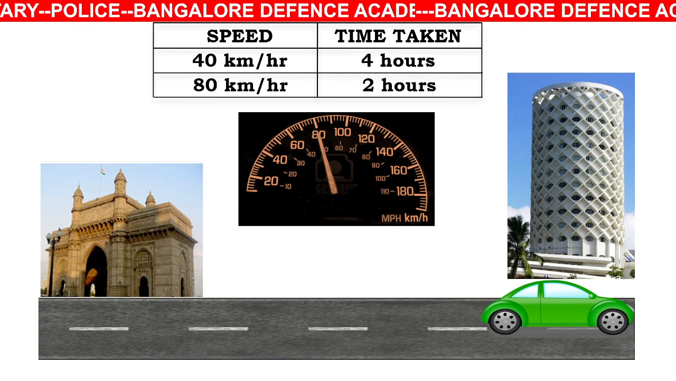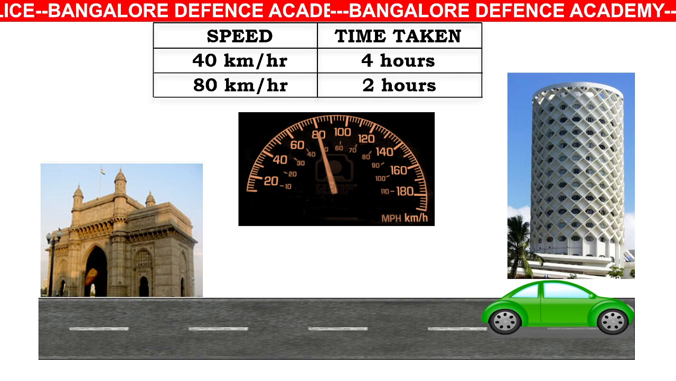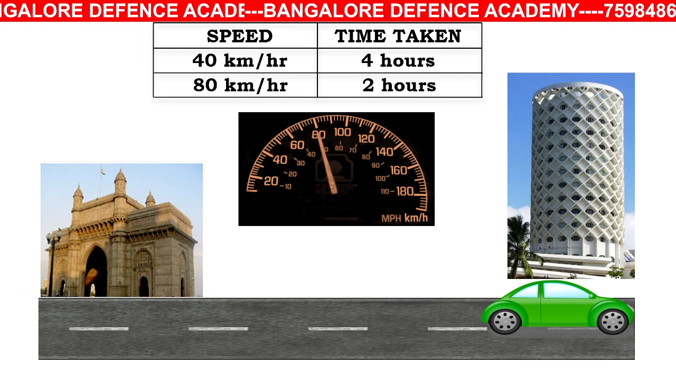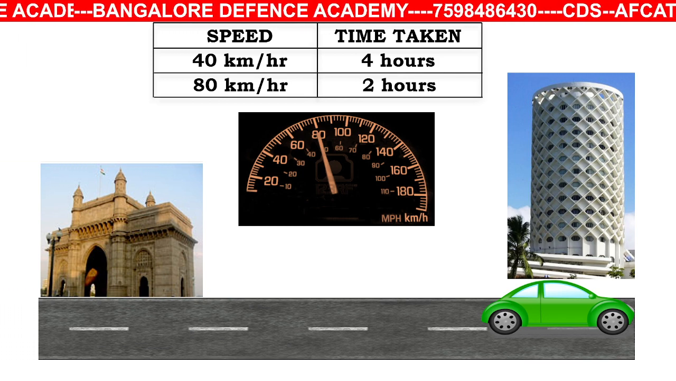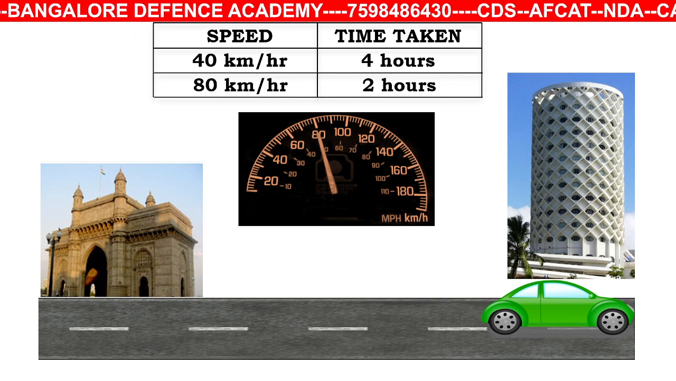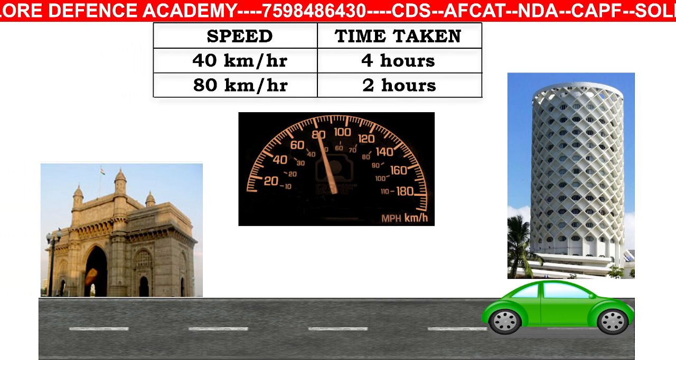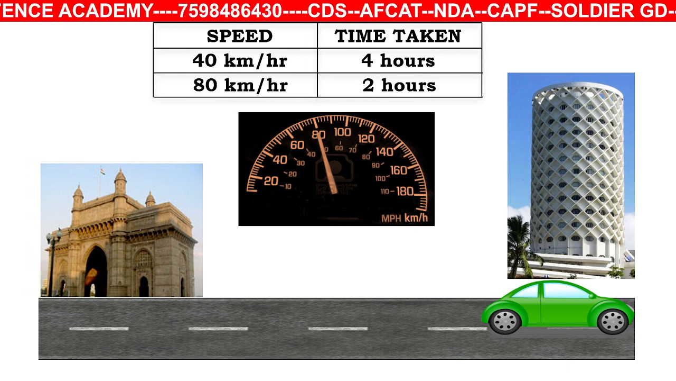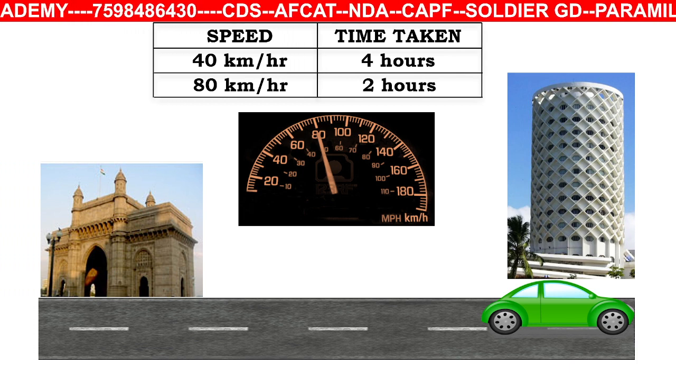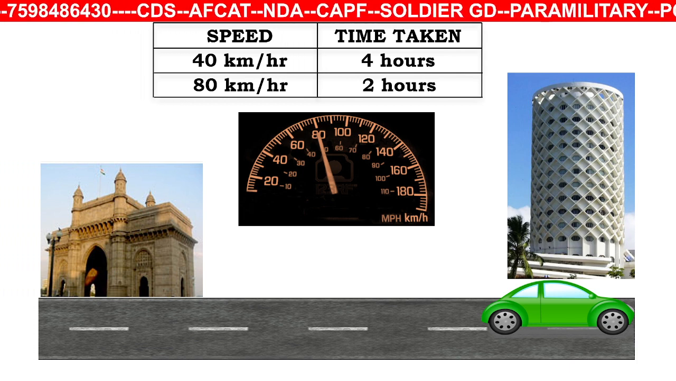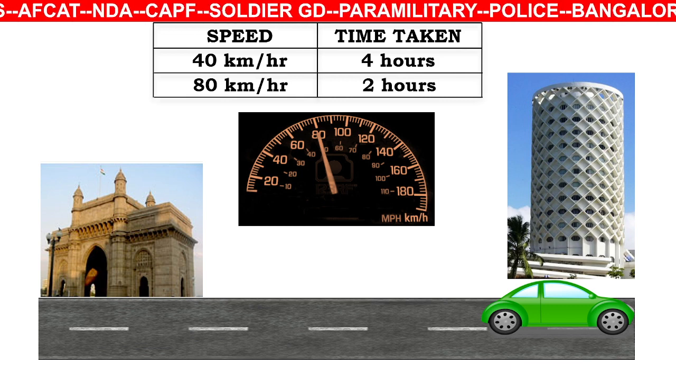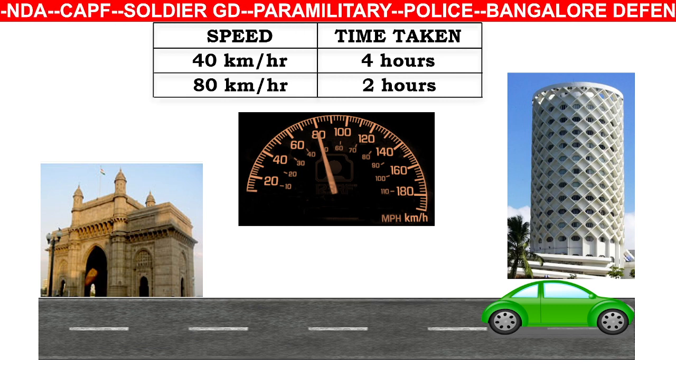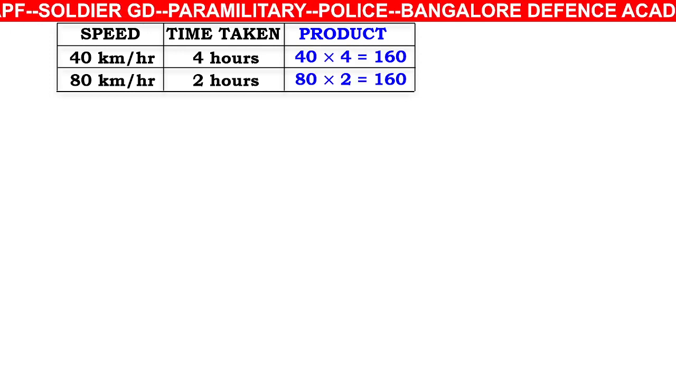Correct. So here you can see the observation, when the speed is increasing, the time is decreasing. You can see here the speed was 40 kilometer per hour, the time taken was 4 hours, but now the speed is 80 kilometer per hour and the time is 2 hours. So when the speed is increased, time is decreased. So one quantity increases, the other quantity decreases. So this kind of thing is called inverse proportion.